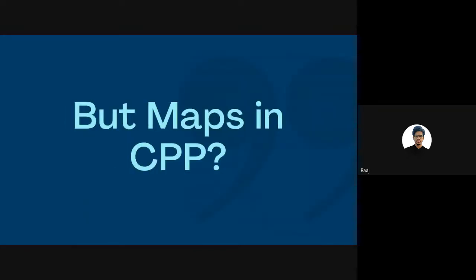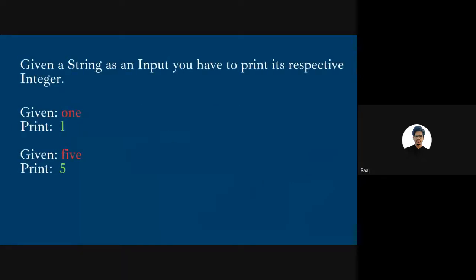Okay, we saw some example. Okay, awesome, great. But why in STL? Well, let's take a look into it. Let's understand why we need STL, why we need maps in STL. Let's say you're given a string as an input and you have to print its respective integer. For example, let's say in the input I'm going to put ONE, and you have to print the integer 1. Let's say I'm going to give a FIVE, and you need to print integer 5.